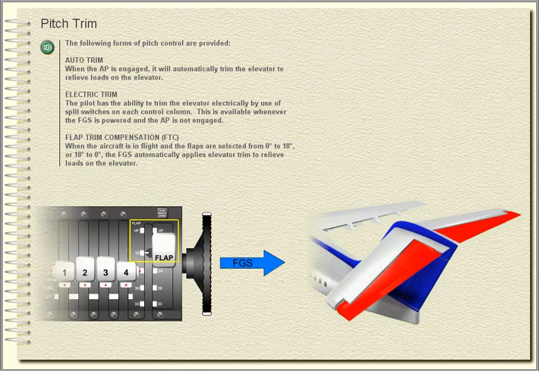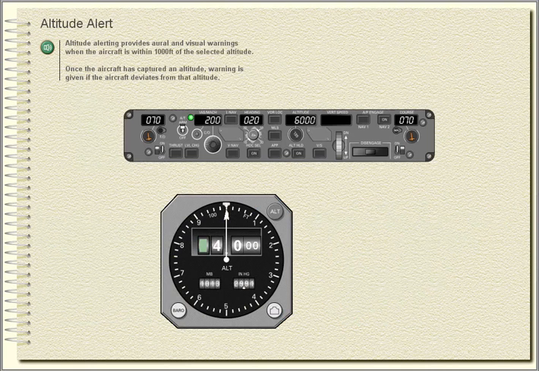Flap trim compensation, FTC. When the aircraft is in flight and the flaps are selected from 0 degrees to 18 degrees or 18 degrees to 0 degrees, the FGS automatically applies elevator trim to relieve loads on the elevator.